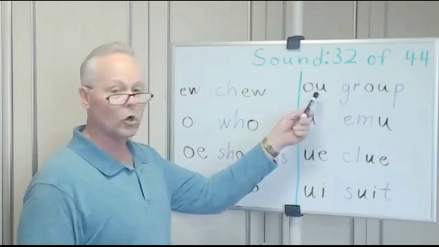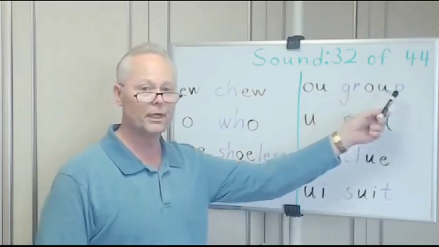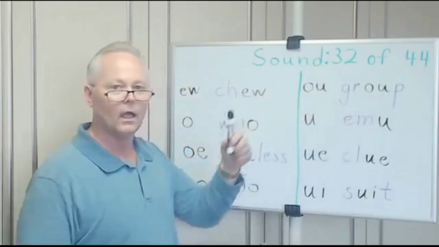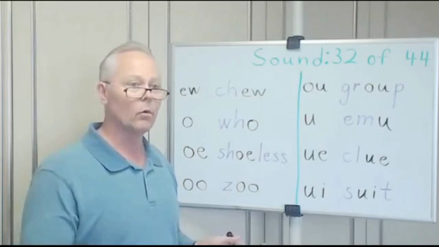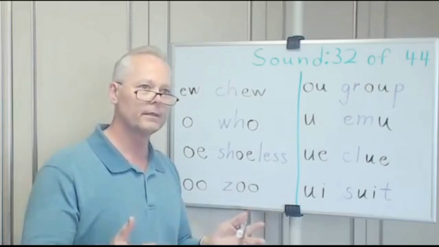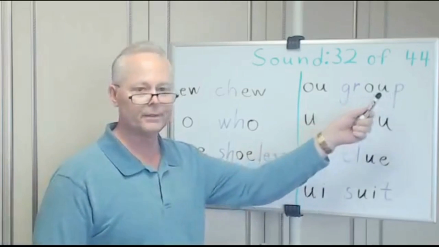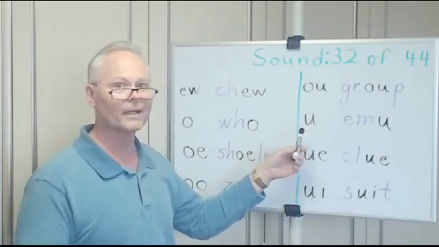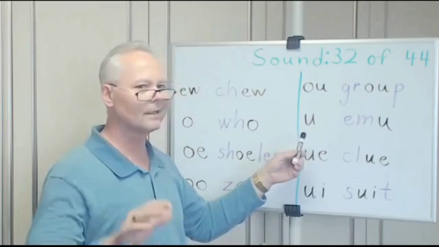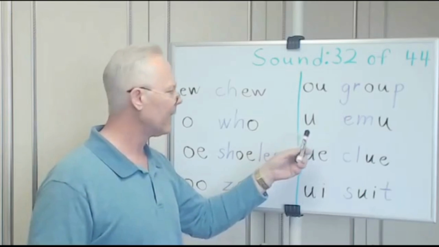Here we have OU. Group. Ooh, group. A group of people. If you have more than, like say 3 people together, we would say it's a group. It's a group of people. Kind of like a crowd, but a group. Little less, sounds a little more tame.